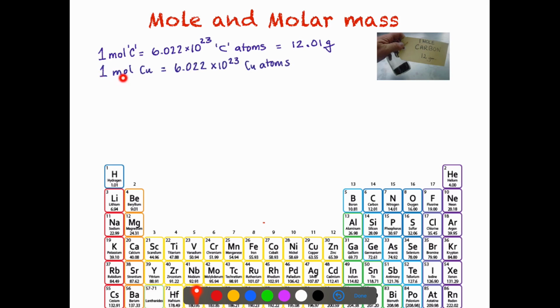So 1 mole of copper, meaning that many copper atoms, the weight of that would be, go to the periodic table and locate the average mass of copper, 63.55. So it's going to be 63.55 grams. That's the molar mass, 63.55 grams per mole. Okay, so we can keep going.